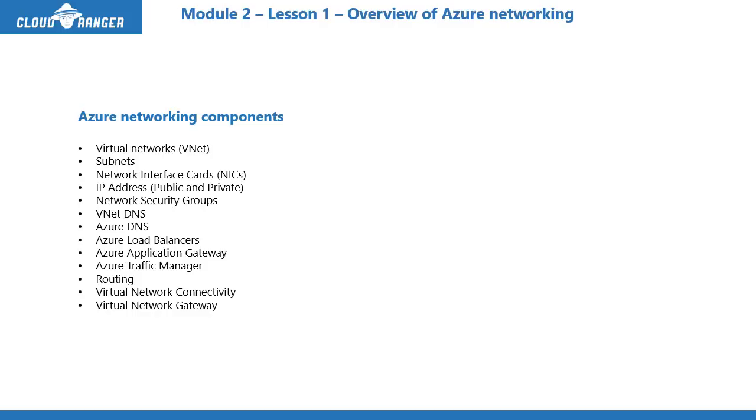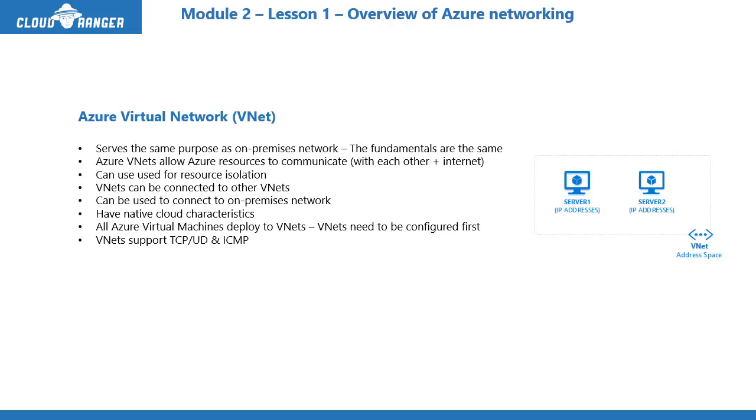So this is a pretty exhaustive list of all the networking components. Obviously, the cloud is changing. Microsoft adds and removes things every now and then. They change the name a little bit here and there, but typically that's what will constitute the networking components. So we'll get started with the virtual network.